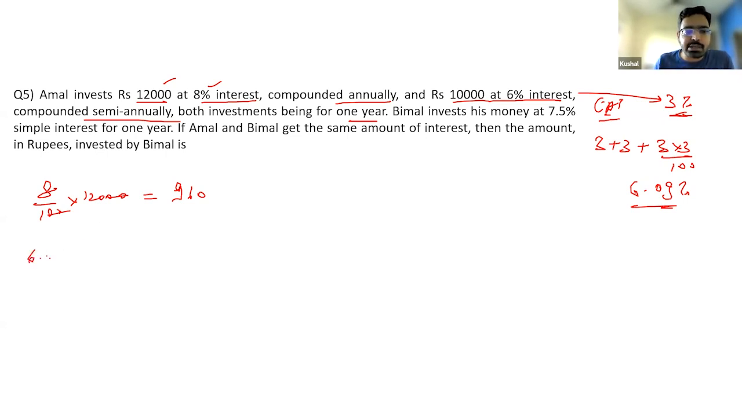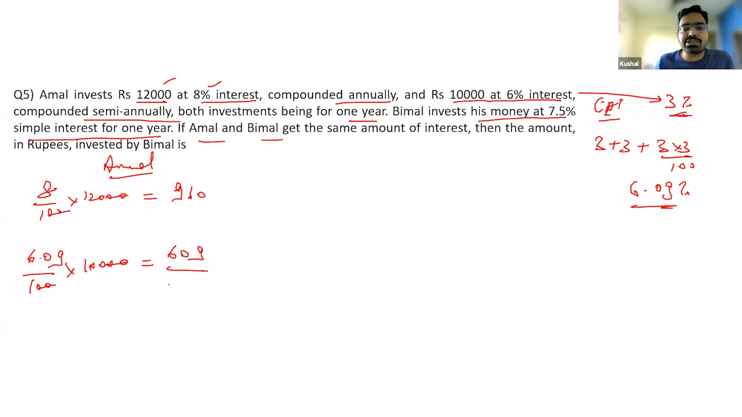Now 6.09% interest on what? On 10,000, right? So that would then turn out to be what? 609 as the interest, right? Now Bimal invests his money at 7.5% simple interest for 1 year. Amal and Bimal get the same amount of interest. So what is the amount of interest that Amal is generating? This is for Amal. So Amal is generating what? 1569 as the interest.